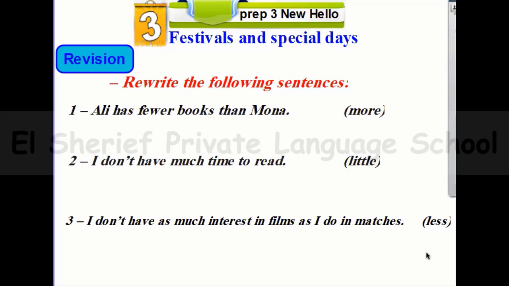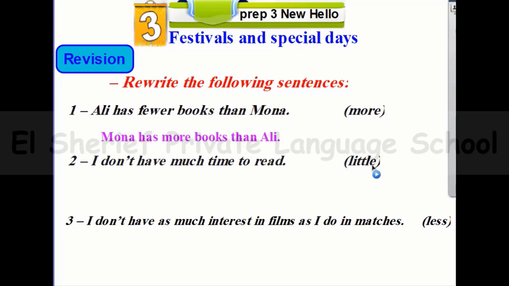Let's start with the revision. Rewrite the following sentences. Number 1. Ali has fewer books than Mona. Use more. We said before that fewer comes before countable nouns, and also more comes before countable and uncountable nouns. So in this sentence, we will start with the second noun, Mona. The answer will be Mona has more books than Ali.